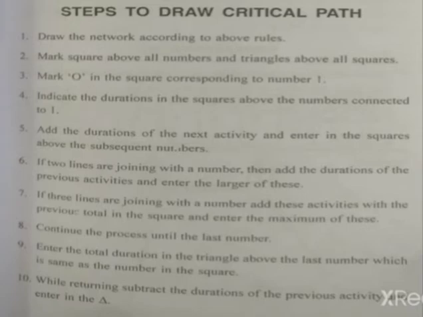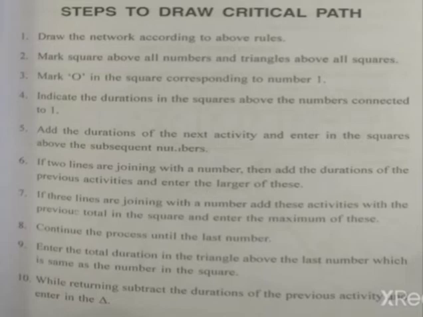Suppose we have an activity from 1 to 2, then in 2 we have to write a number, which means you have to add the duration of the 1 to 2 activity. So in the problem I will explain each and everything. You have to just go through the steps.